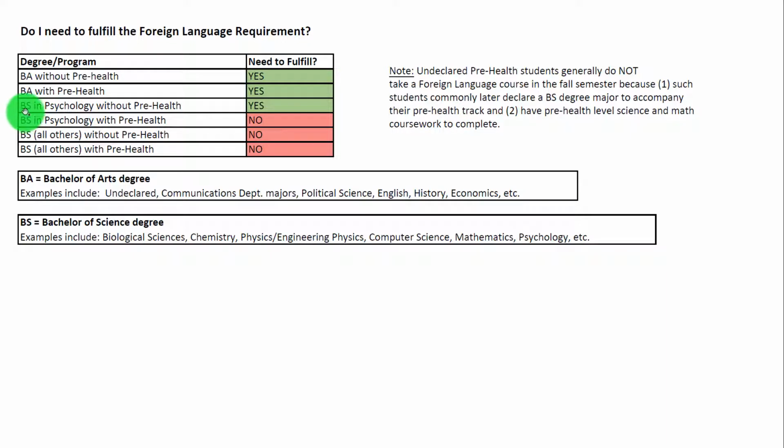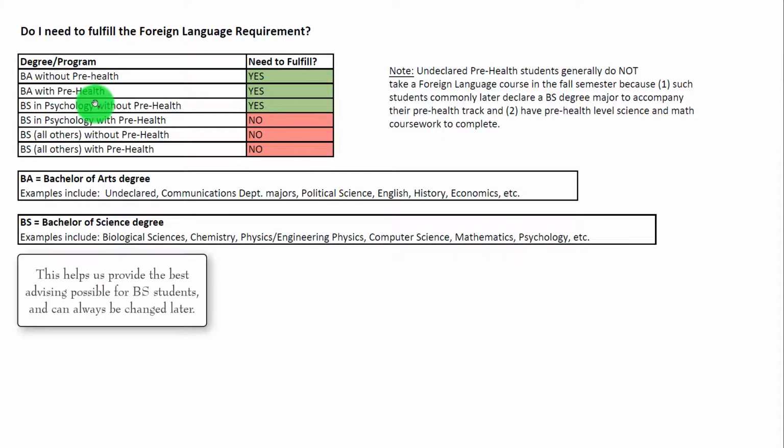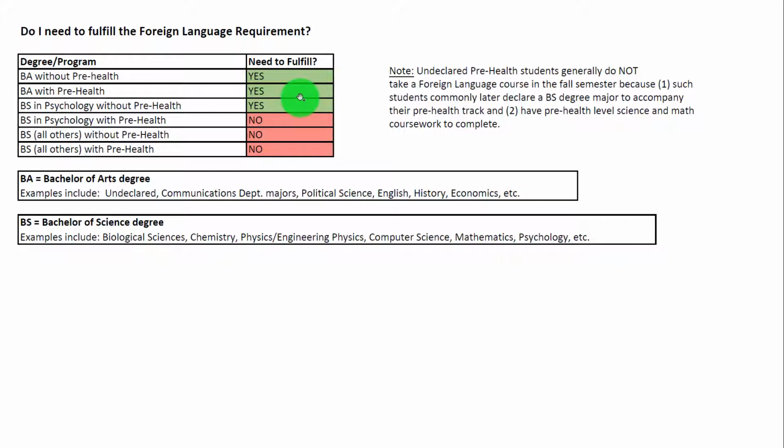Now let's look at the third category here, Bachelor of Science students in psychology who are not also pre-health. So if you come in saying that your current major of interest is psychology, you would be fully declared into the psychology major. And as such, you would be subject to the language requirement. The Bachelor of Science in psychology is the only exception in terms of Bachelor of Science degrees that does have to fulfill the language requirement.